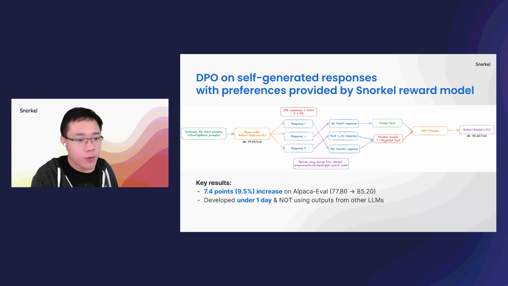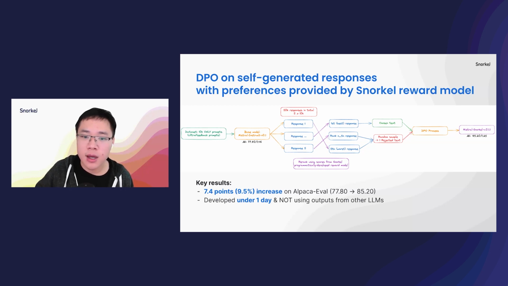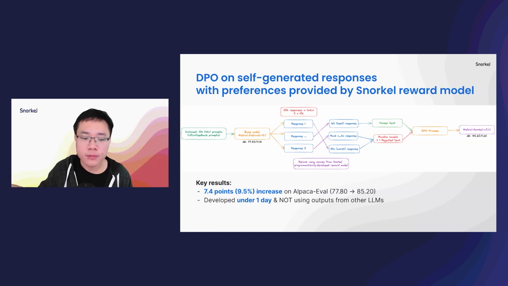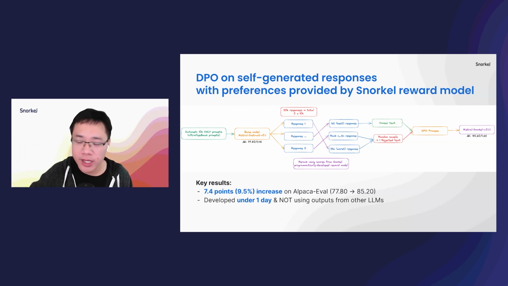Originally, on AlpacaEval, which is a benchmark for how well a model follows instructions, the base model scored 77.8. After the DPO process on the self-generated data using the Snorkel model, the model improved 9.5% to become an 85.2 score. This whole process was developed in under one day, and without using outputs from another language model. So again, you generate responses, you re-rank them using the Snorkel model, and then you get the chosen and rejected text for a DPO process.